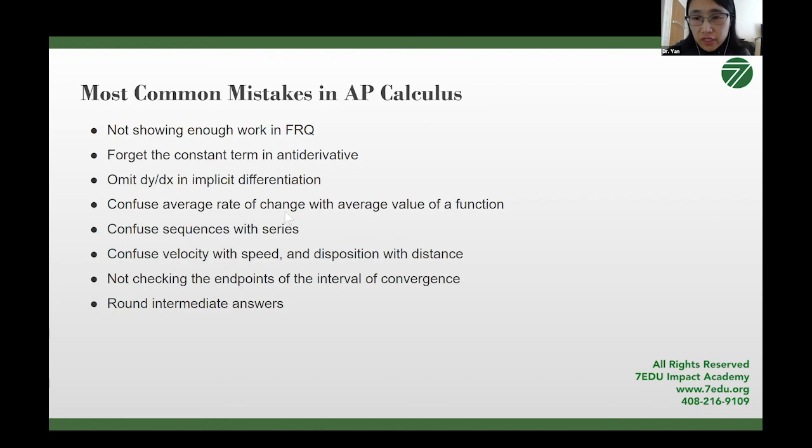Now, the average rate of change is the slope, okay? For the average value of a function, to find it, you have to first integrate the function and then divide it by the length of the interval where the function is defined.